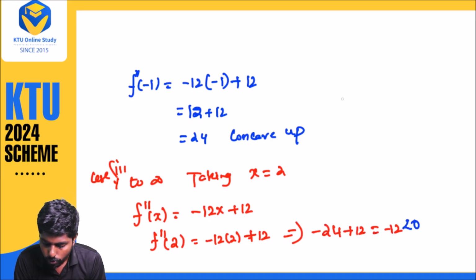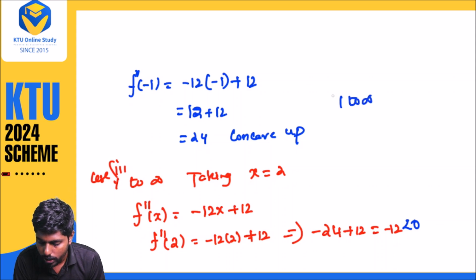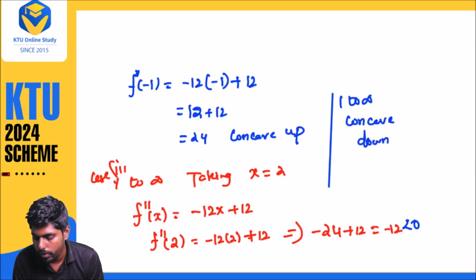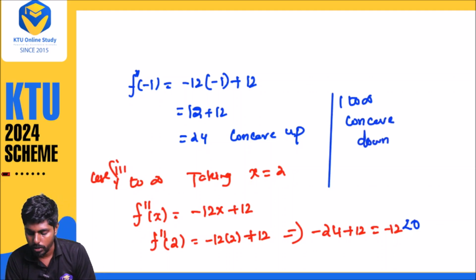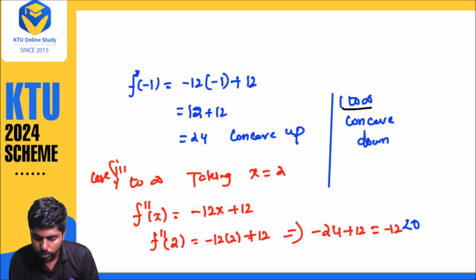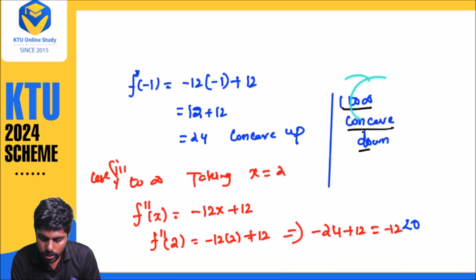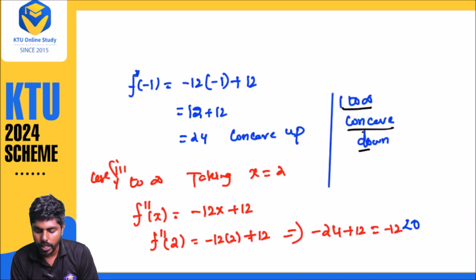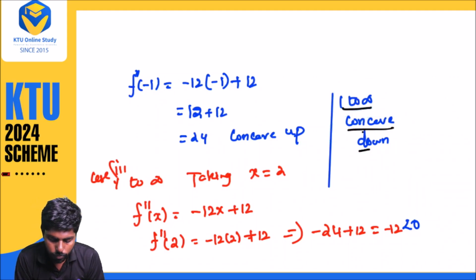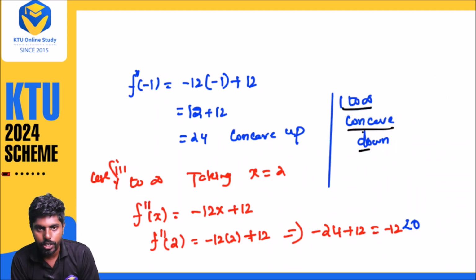So from 1 to infinity, what am I getting? I am getting concave down. So there will be a reverse, so you want to be checking every time. Any value you take in this limit, you will be getting concave down only. So from 1 to infinity I am getting concave down, and from minus infinity to 1, I am getting concave up.